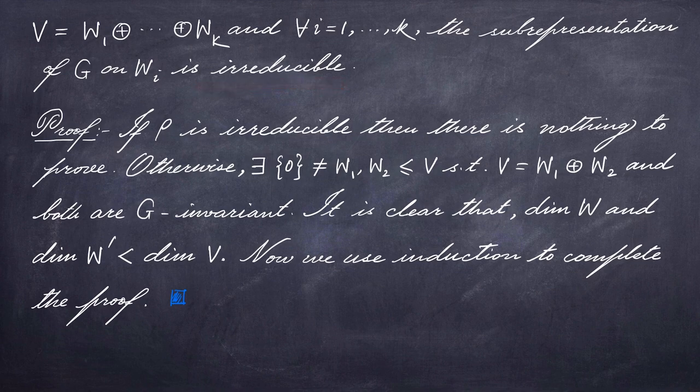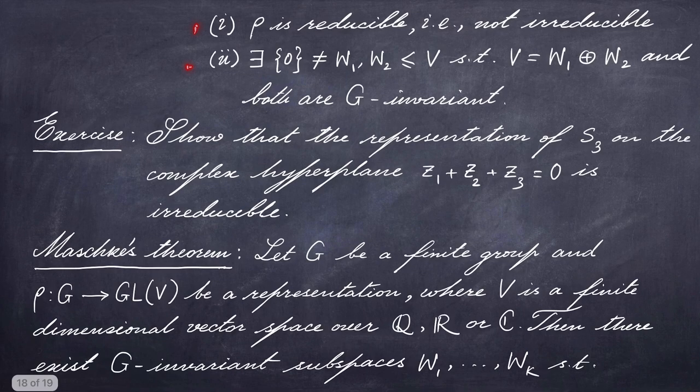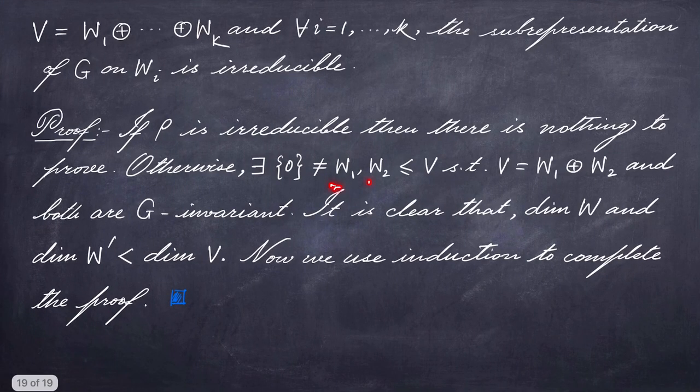The strategy of the proof is exactly the same as that of decomposition of an action on finite sets, which I have already mentioned in the lecture. If the given representation is irreducible, then you simply stop. Otherwise, in view of this equivalent criteria, you know that there exist two non-trivial subspaces such that both are G invariant, and this decomposition holds.